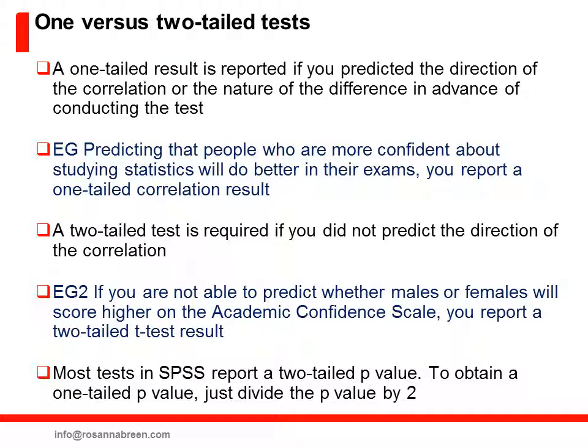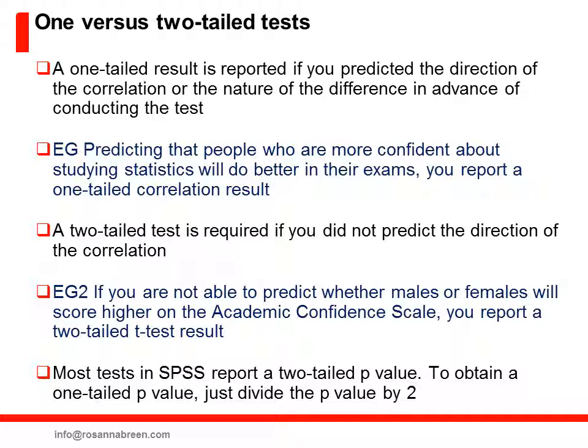Finally then, one versus two-tailed t-tests. A one-tailed result is reported if you predicted the direction of the correlation or the nature of the difference in advance of conducting the test. So for example, if you had a prediction that people who are more confident about studying statistics will do better in their exams, then you report a one-tailed correlation result. A two-tailed test is required if you didn't predict the direction of the correlation. So if you're not able to predict whether men or women will score higher on the academic confidence scale, you report a two-tailed t-test result.